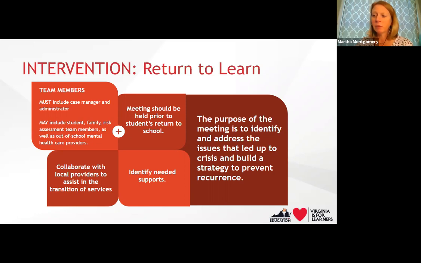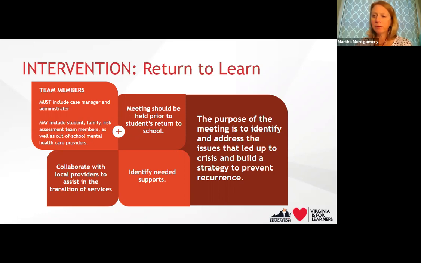The meeting should be scheduled prior to or on the day of the student's return to school, which may depend on hospitalization or other interventions. During the meeting, the school should either revise or create the safety plan. The reentry meeting must include the assigned suicide risk assessment case manager that we've identified, as well as an administrator, because the administrator is really the one that can support the interventions that we want to put in place for the student.